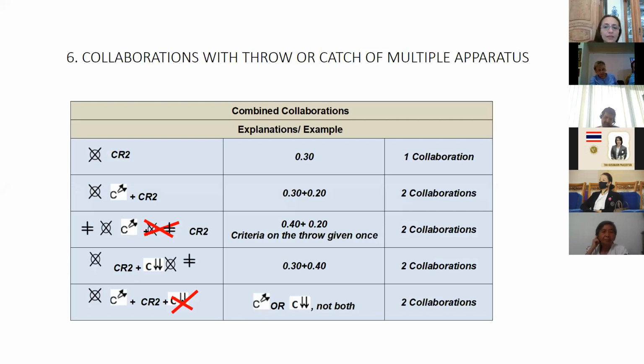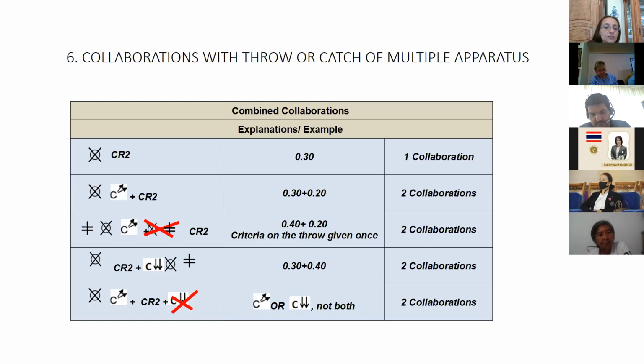Example here, the base value outside visual CR2, 0.2. So this collaboration value is 0.3. It's one collaboration. Then we have outside visual in C multiple 2 arrows plus CR2. So the first one is 0.3 plus 0.2, and these are 2 collaborations. Then we have C multiple 2 arrows outside visual without hands. And then we have outside visual without hands in CR2. The criteria is only given once for the throw. So we will give outside visual without hands with C multiple arrows 0.4. And we will give the CR2. And this is considered as 2 collaborations.